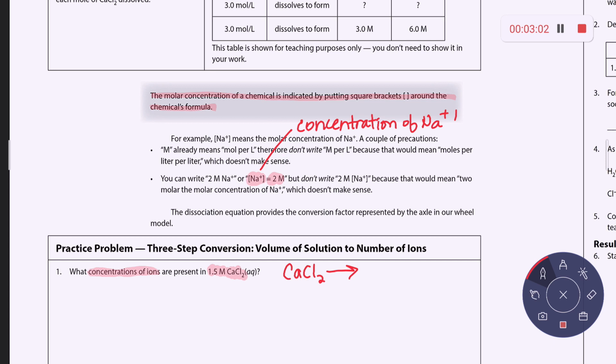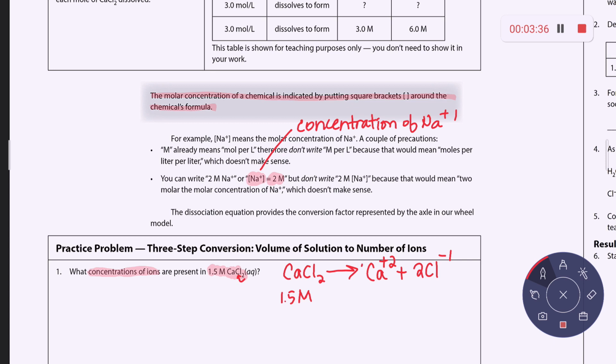Calcium's on the left. Okay. And then how many chloride ions will I form? 2. So there's 2 here. So 2. What's the charge on it? -1. Okay. If this is 1.5 molar, what would the concentration be of calcium ions in solution if I only have 1 of them?